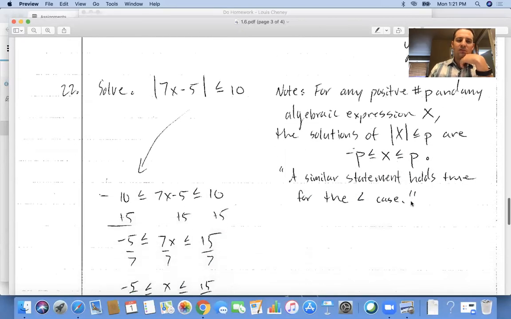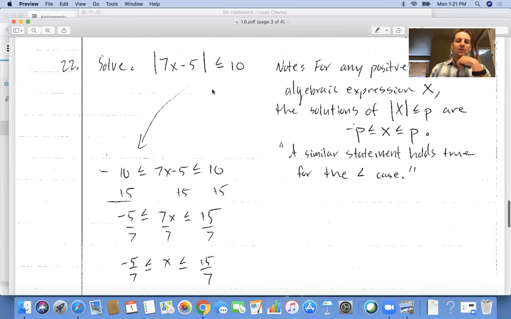Okay. 22. How would I solve something like this? So here's the rule. If you have anything with less than or equal to that looks like this, you can split it up into a compound inequality. So notice this piece of the inequality stayed the same right here, but then I tacked on less than or equal to the negative quantity of the right-hand side. So that's how you set it up.